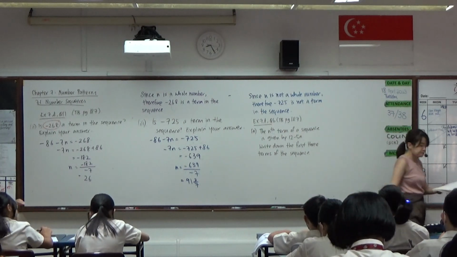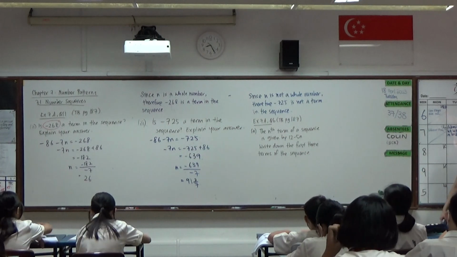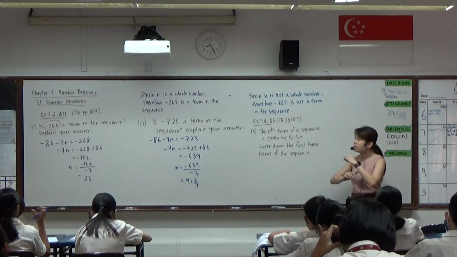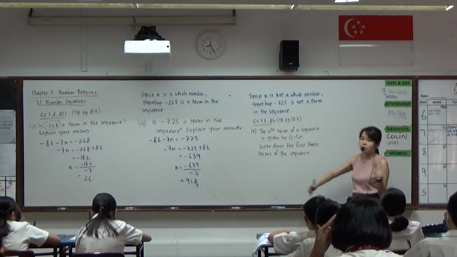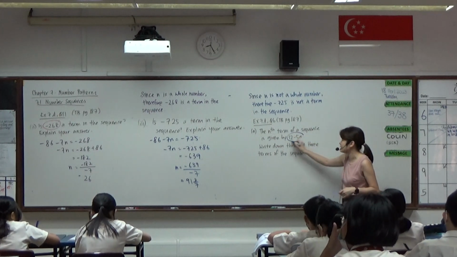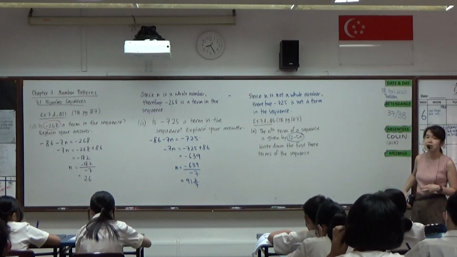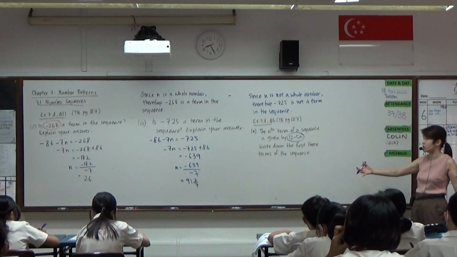Question 6. It's given that the nth term of a sequence is given by 12 minus 5n. So they did not give you the pattern at all. They didn't give you the sequence. They only gave you the formula itself, which is 12 minus 5n. And this formula helps us to find out every single term that can be found inside the sequence.